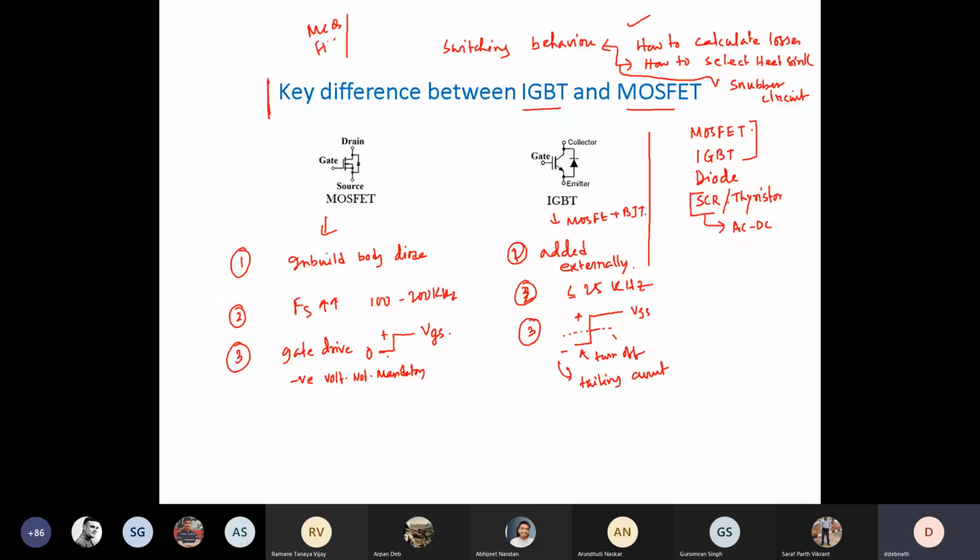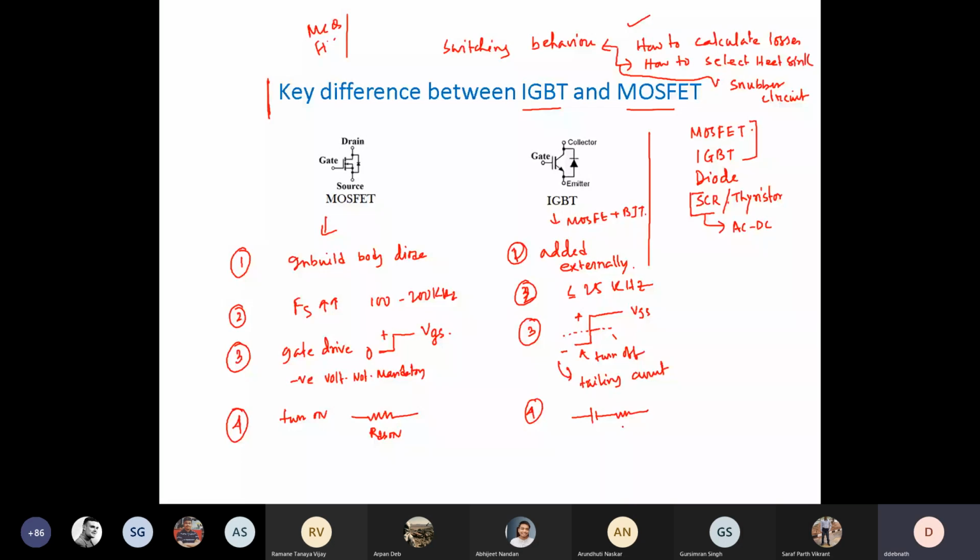How do you model MOSFET when it is turned on? It is modeled by an RDS on. IGBT, how is it modeled? It is generally by a voltage source in series with some resistance, like a diode. Okay. So similarly, you add some other points.